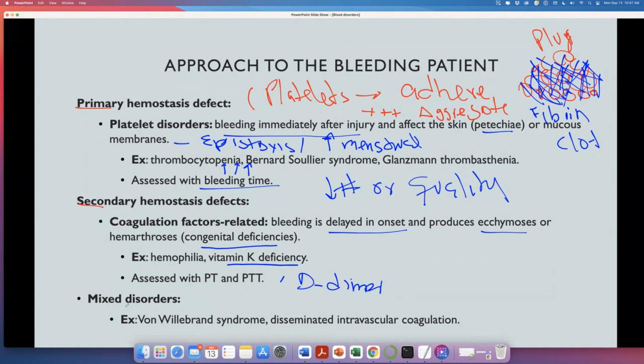And there are mixed disorders, people who have disorders that affect both primary and secondary hemostasis, like Bernard-Soulier syndrome and, okay, the DIC, disseminated intravascular coagulation.